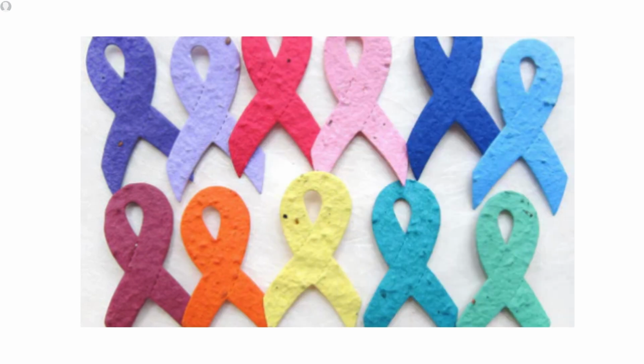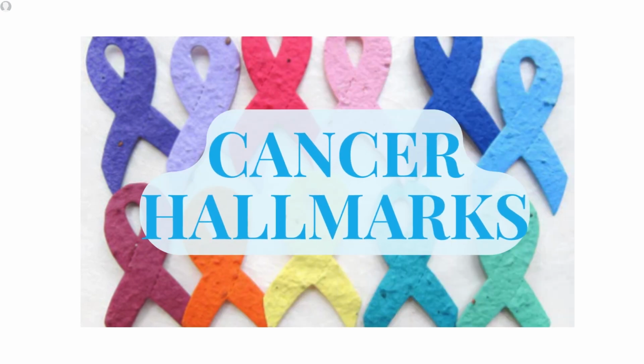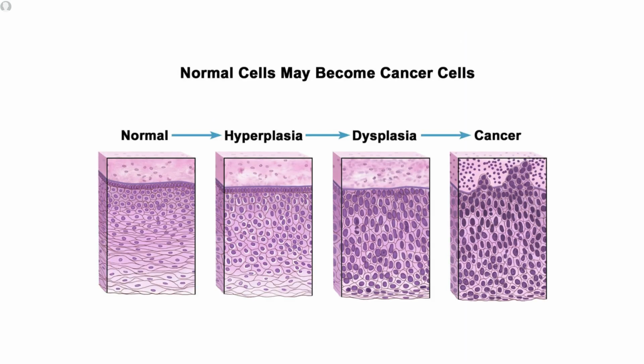Before getting into the cancer hallmarks, let's make it clear how a normal cell transforms into a cancer cell. It first undergoes hyperplasia, then dysplasia to become cancerous. In hyperplasia, there is an increase in the number of cells that looks normal under a microscope, while in dysplasia, there is an increase, but they look abnormal under a microscope.